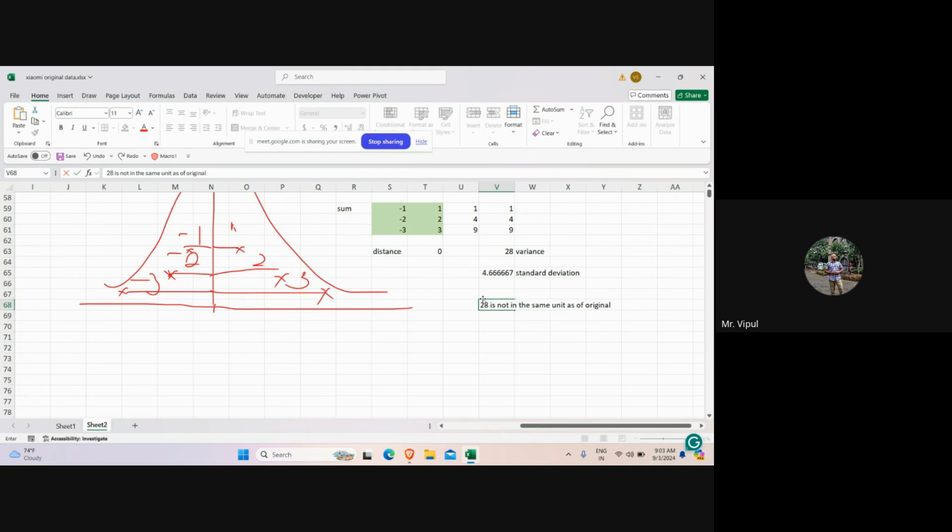Can you see this? 28 is a very high number, right? Distance is 149, 941. So 28 is not the correct measure. It has to be in the same unit, same range. So you take the standard deviation, you take the square root. By taking the square root, it is 4.667, and it is in the same unit as your original distance, right? So this is fine. This is why we have to take the square root.